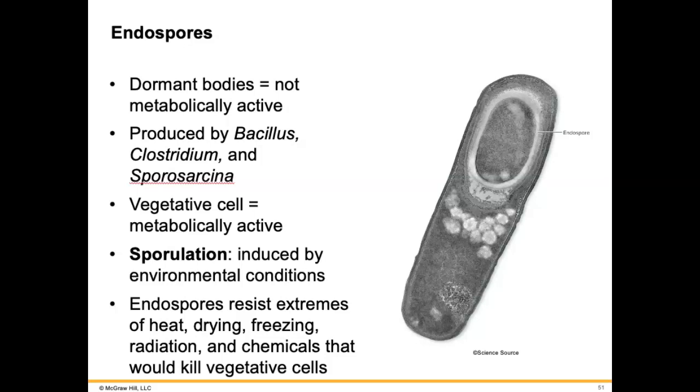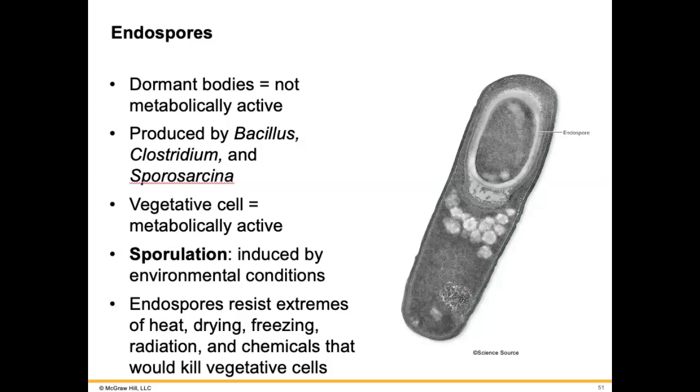Endospores. So these are dormant bodies, not metabolically active. Bacillus, Clostridium, and Sporosarcina have the ability to make endospores. So it's basically like a really heavy-duty body of armor that these types of bacteria are able to make for themselves. If they are a vegetative cell, which is when they are not in the dormant state, the vegetative cell is metabolically active.